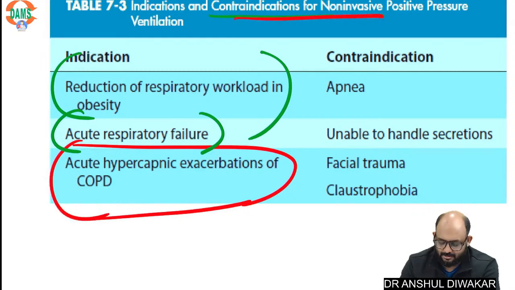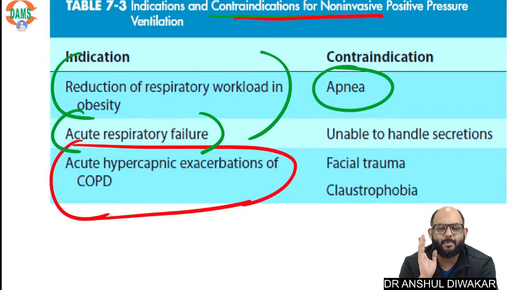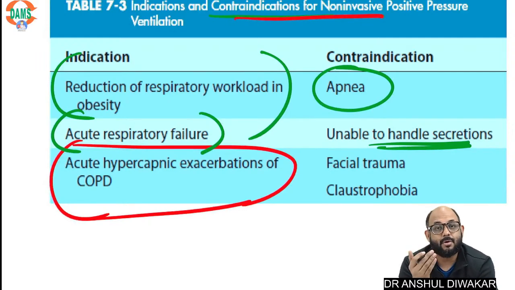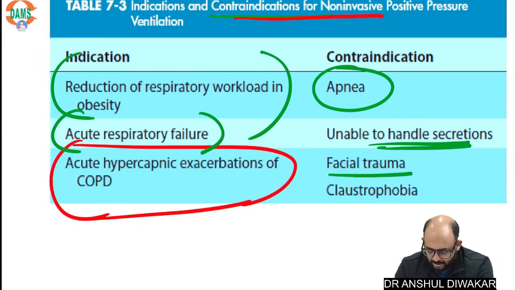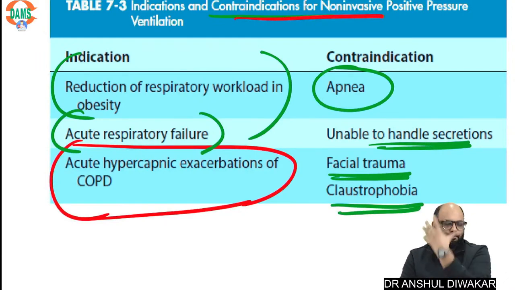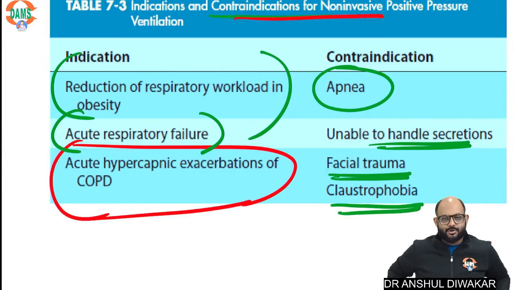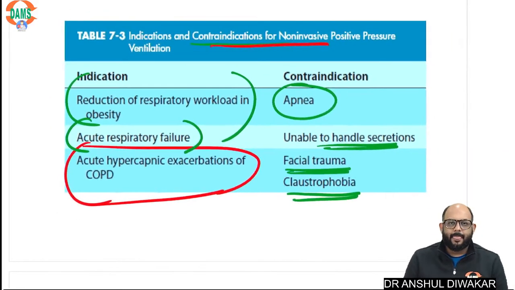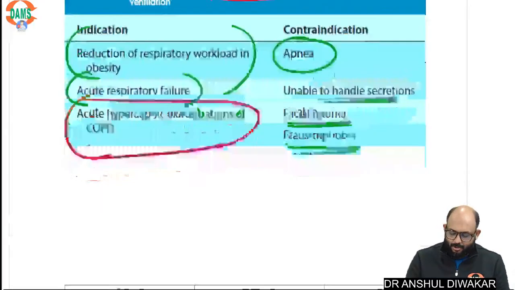What are the contraindications? Of course, apnea, because NIV is a spontaneous mode of ventilation. Unable to handle secretions, that means when there is a risk of aspiration. Facial trauma, because blood can get aspirated, and claustrophobia, because this mask is completely covering the face. So if your patient is claustrophobic, then you might not be able to use the NIV interface. Okay. So these are indications and contraindications of NIV.